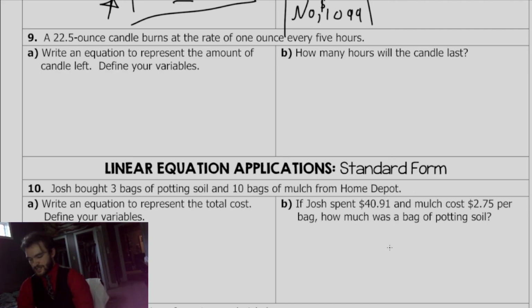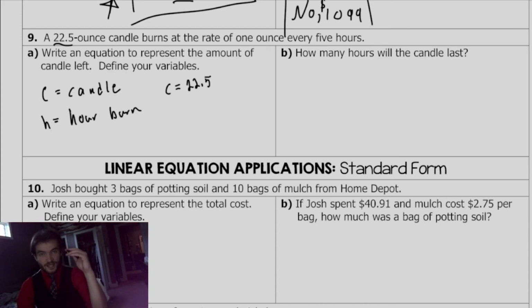Basically, a candle that is a 22.5 ounce candle burns at the rate of 1 ounce every 5 hours. So this one's kind of tricky. So first off, we've got our candle, right? So candle, C equals candle. We've had a lot of C's for these. Then burn rate, let's just say hourly rate, right? It's per hour, right? So hour burn. All right. So we start off with 22.5, right? So C equals 22.5.